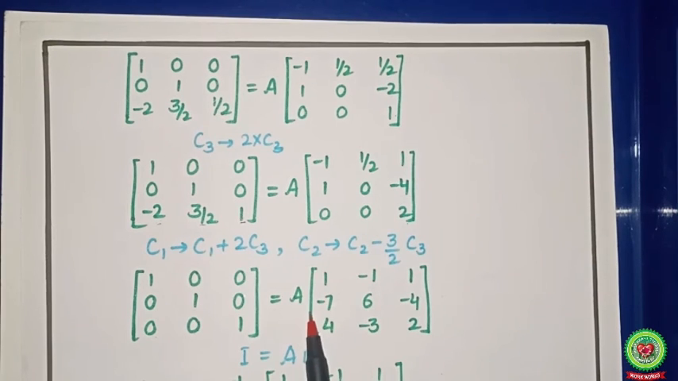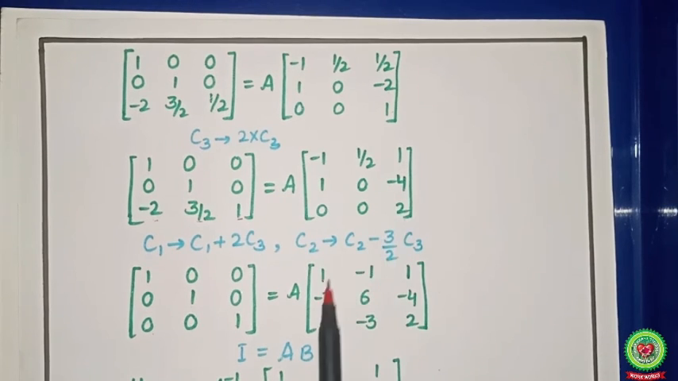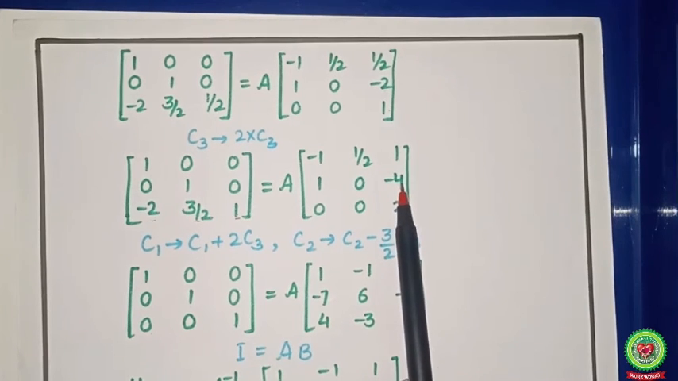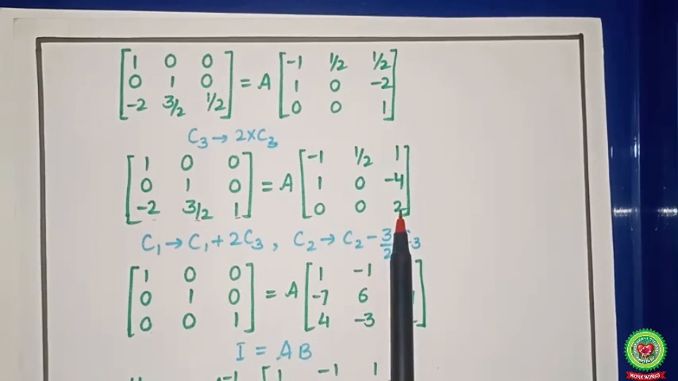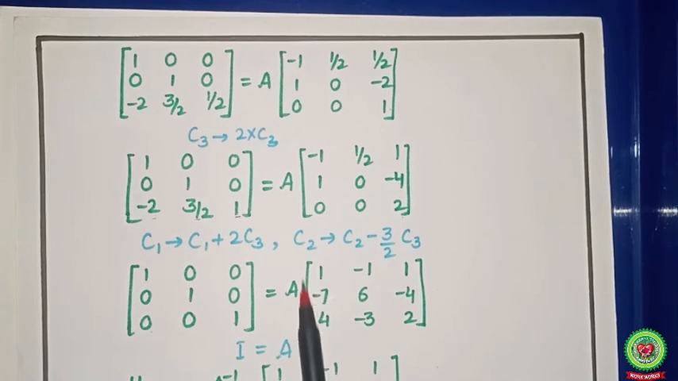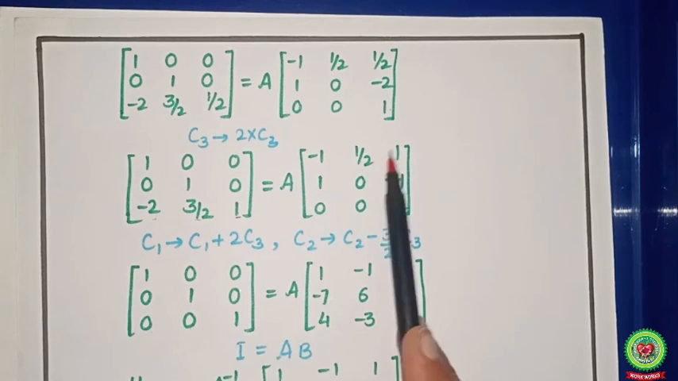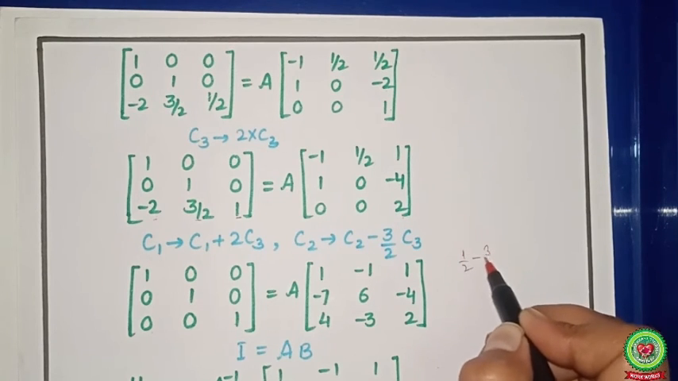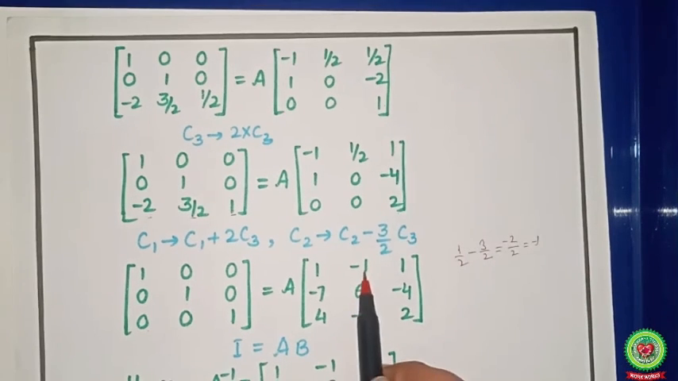Similar operations on the right hand side also. Minus 1 plus 2 times of 1, answer is 1. 1 plus 2 times of minus 4, so 1 minus 8, it is minus 7. 0 plus 2 times of 2, it is 4. So here first column is 1, minus 7 and 4. Second column now, 1 by 2 minus 3 by 2, answer will be minus 2 by 2. So answer is minus 1.